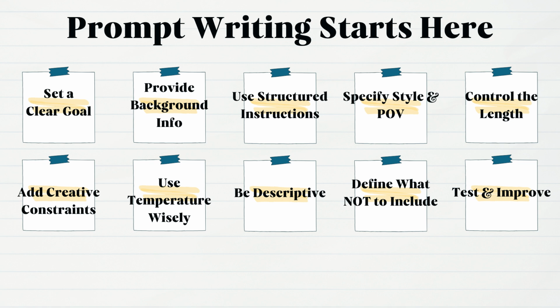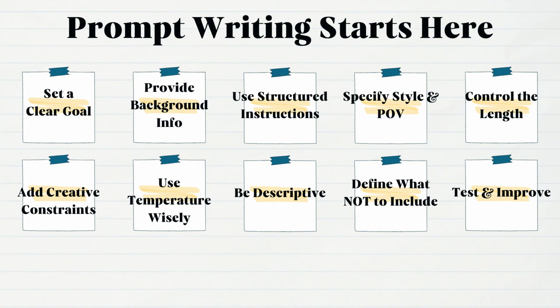And then the third point is to use structured instructions. You can list out your requirements in bullet points or steps, which will help the model to focus and organize the content. For example, first introduce the main character, second, describe the setting, third, trigger a mysterious event. By using this format, DeepSeek will be more focused and organize the content easily.